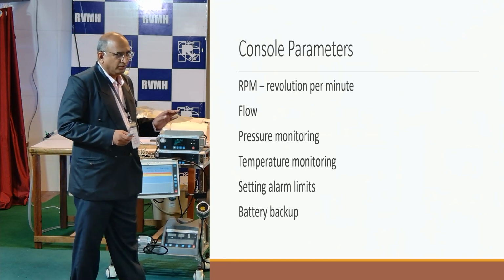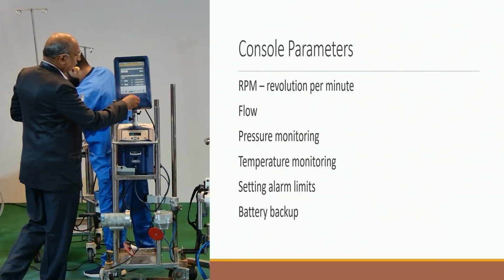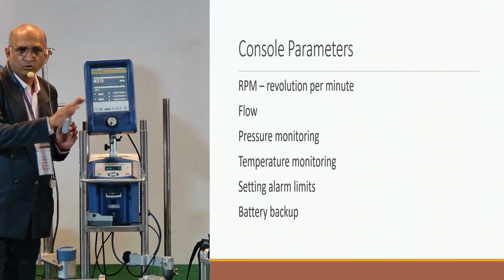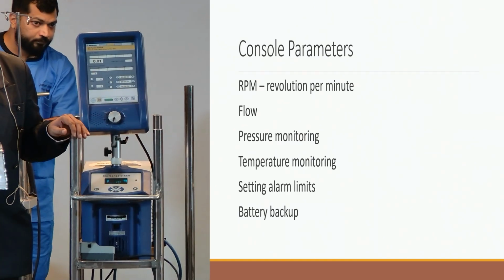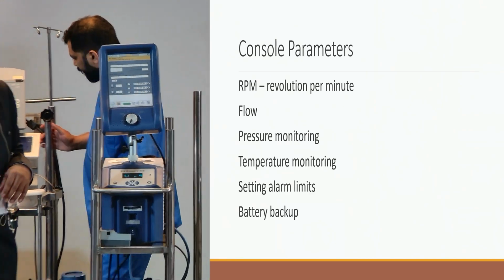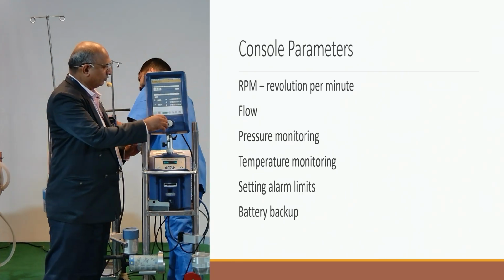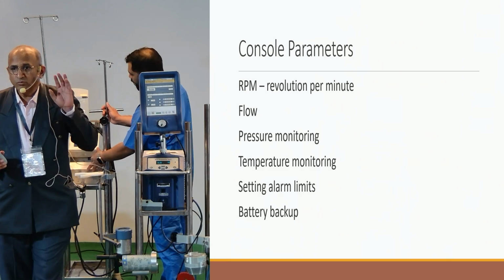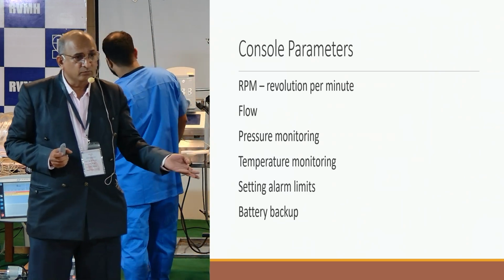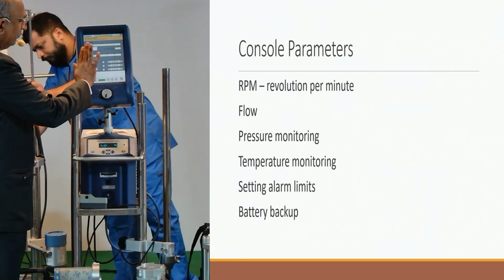Now, the common thing in every console, whichever console you are using, is that you have one knob, either digital or rotary, with which you can adjust the RPM, revolutions per minute. That's all you have to adjust. When you adjust RPM, there will be a flow. Depending on the speed your console is moving, it will move your external drive at that speed, and you can adjust the flow with the help of RPM. But remember, we are using a centrifugal machine, so your flow does not only depend on RPM, but also on the preload as well as the afterload. So keep that in mind. This is the knob to adjust the RPM, and then you get the flow.